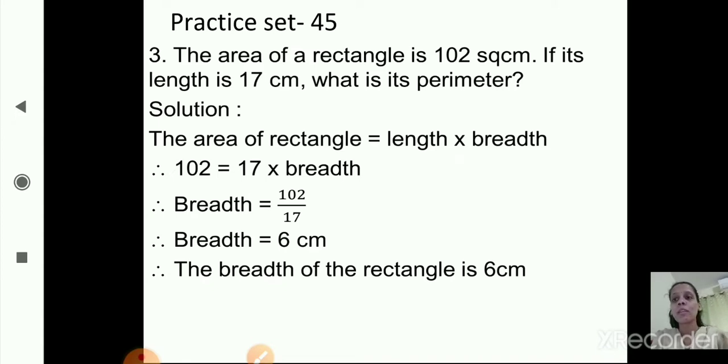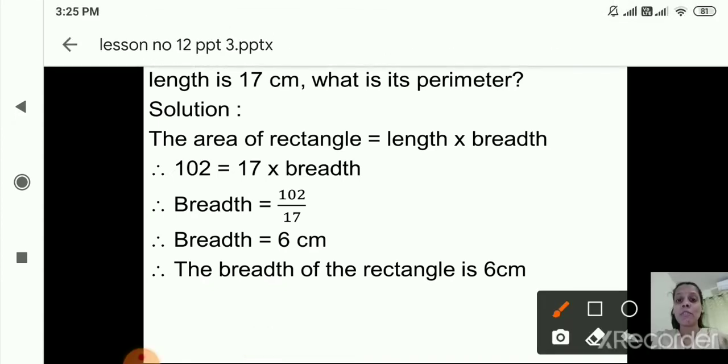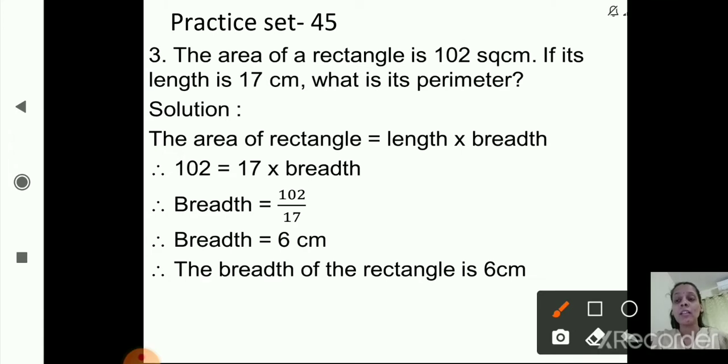Now what is given? The area of rectangle is given and the length of rectangle is given. So first we will find out breadth of the rectangle. Okay, then only we can find perimeter. In the question they asked to find perimeter. So for this first we will find out breadth of a rectangle. If length is given and area is given, then we will use the formula as you can see here in the solution. The first one, the area of rectangle is equal to length into breadth.